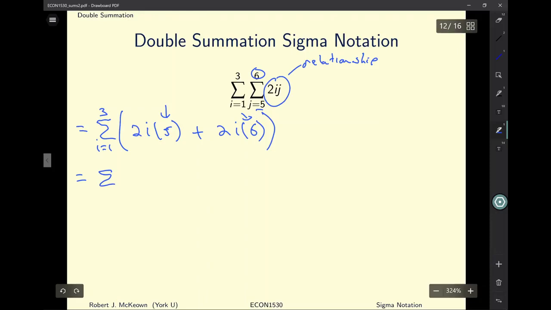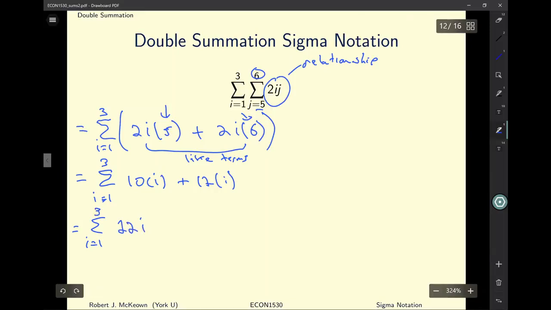Notice that I could simplify this because we've got like terms. And if I do the multiplication first, maybe it'll become a little bit clearer. So I've got 10i plus 12i, and that's going to be equal to 22i, starting from i equals 1 and ending at 3.